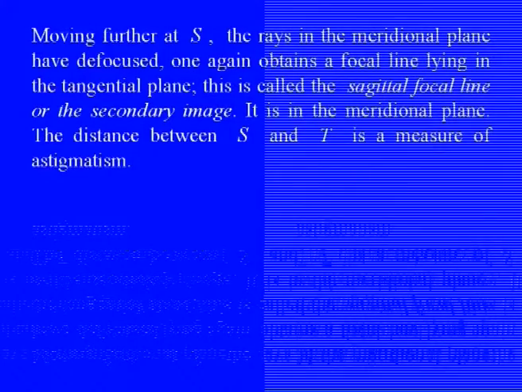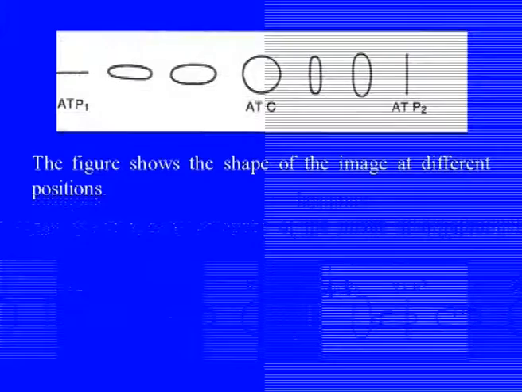One again obtains a focal line lying in the tangential plane, and this is called the sagittal focal line or the secondary image. It is in the meridional plane. The distance between S and T is a measure of astigmatism. This figure shows that variation at P1. This is what in the figure was the point T, the tangential image, where the rays in the meridional plane are focused.